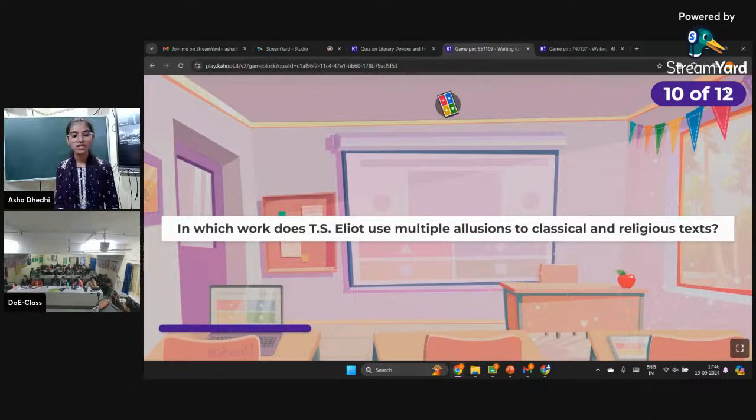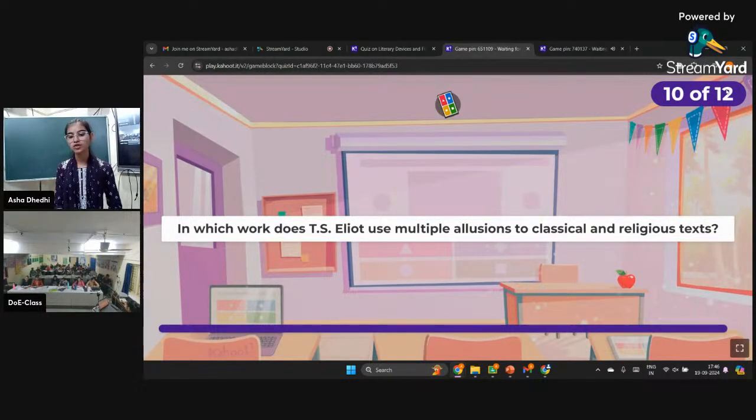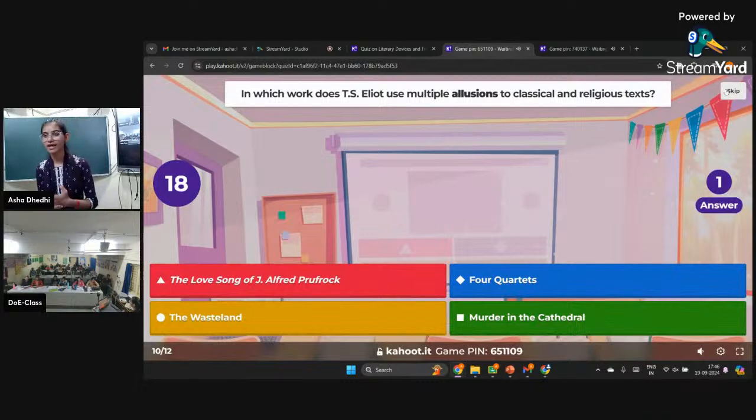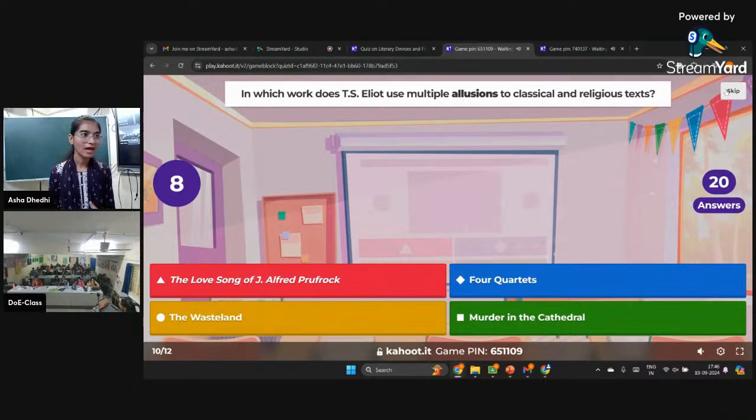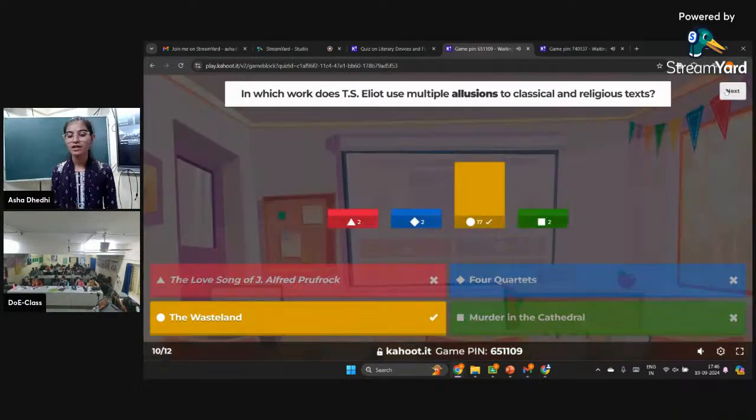Next question. In which work does T.S. Eliot use multiple allusions to classical and religious texts? This example I have given in between. In which work will you find references of classical allusion or mythology? There are also certain references to religious texts. That is The Waste Land by T.S. Eliot.